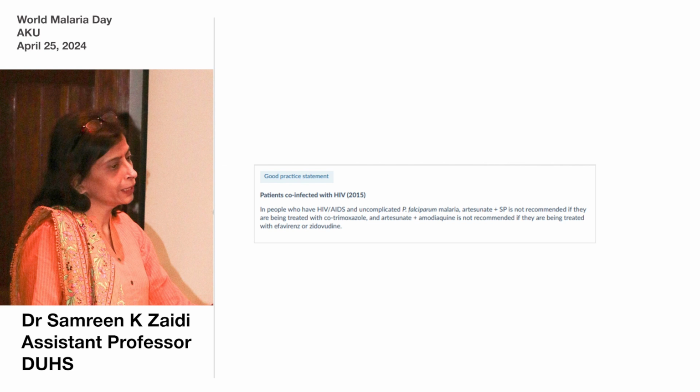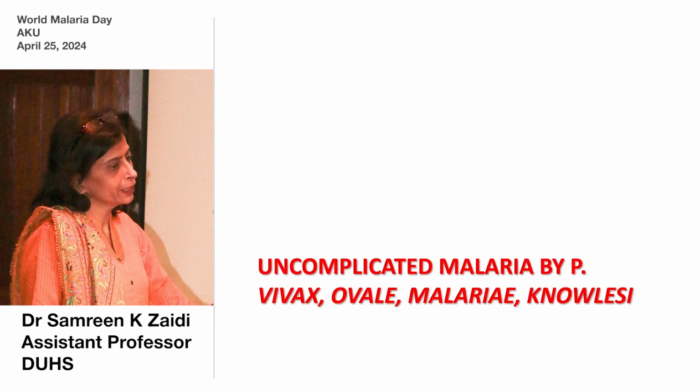For children co-infected with HIV, it is advised that you should not give artemether with artesunate with SP if they are already on Ceftriaxone, or artesunate amodiaquine if they are treated with Zidovudine or other drugs. And now the uncomplicated malaria by other species, the non-falciparum species.